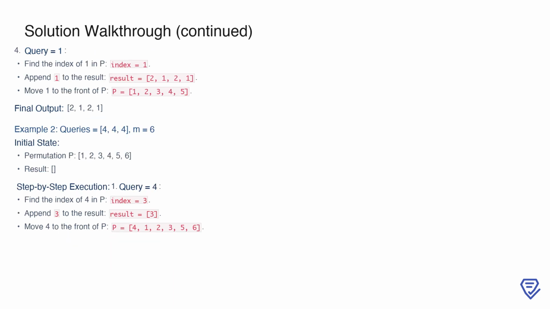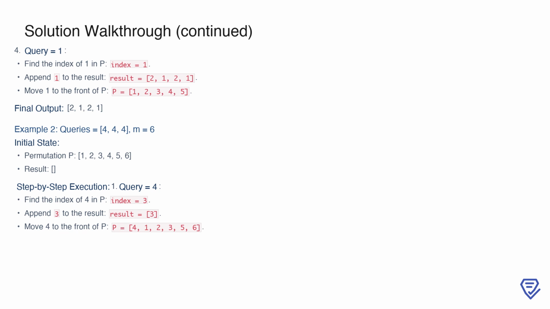For the fourth query, which is 1, we find its index in P, which is 1. We append this index to the result list, making it 2, 1, 2, 1. Then, we move the value 1 to the front of the permutation, restoring P to its original state of 1, 2, 3, 4, 5. At this point, we've completed processing all queries, and the final output for this example is 2, 1, 2, 1.